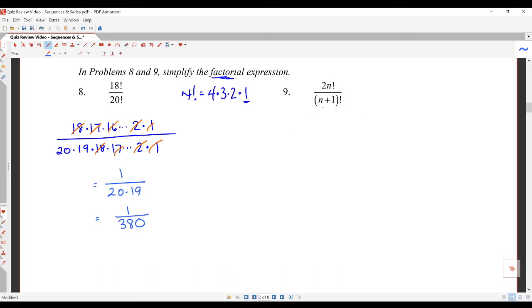All right, number 9. This is 2 times n factorial. So I'm going to have a 2 times. Now, what is n factorial? Well, that means take that number, which is n, and multiply by the number that's 1 less than it. So how do you take a number that's 1 less than it? You just subtract 1. So n minus 1 would be the next number. n minus 2 would be the number before that, and so on and so forth, all the way down to 1.